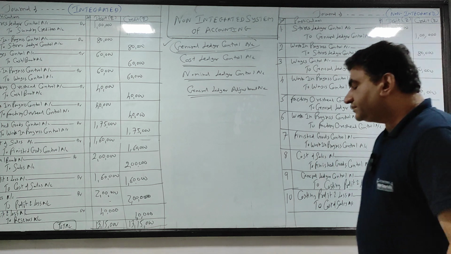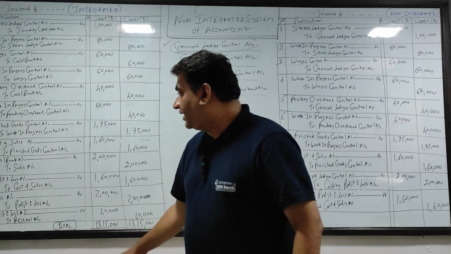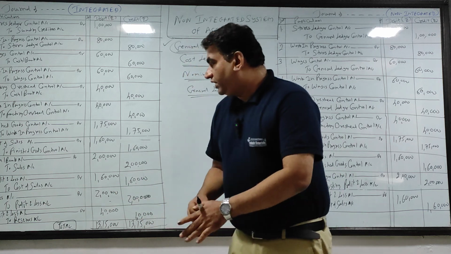And now see, last 12th entry, 40,000 का profit आया यहाँ पे. How you got 40,000 का profit? You all have done it.